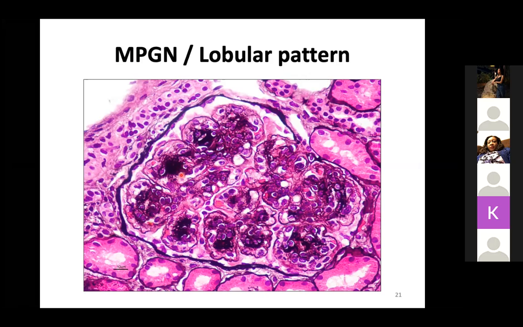mesangio-capillary pattern could also be a term. This region is more like mesangio-capillary, whereas this area is more like membranoproliferative, because here we are seeing an increased number of cells as well as abnormal membranes. In this part, matrix is increased and membranes are abnormal.